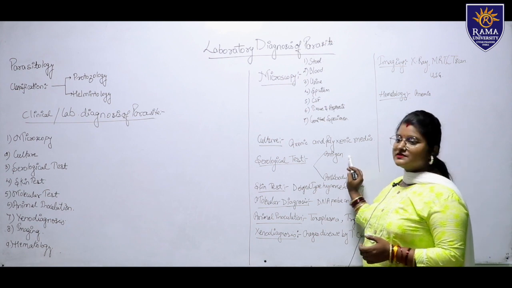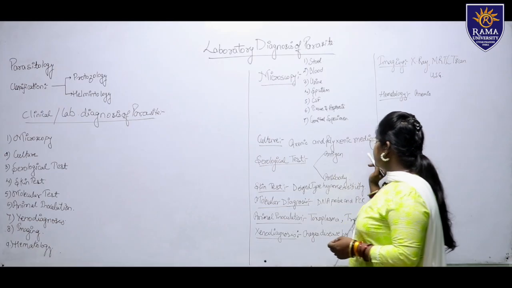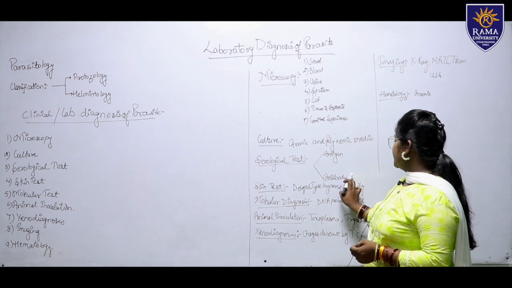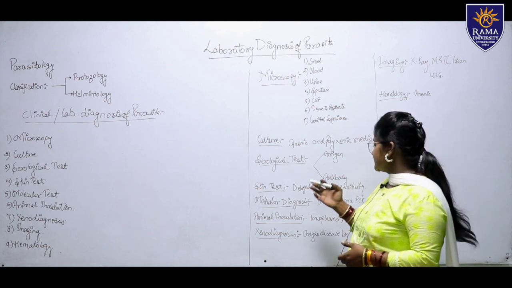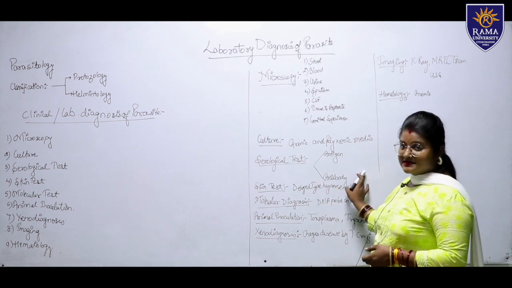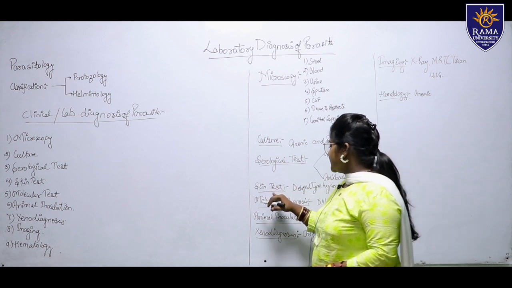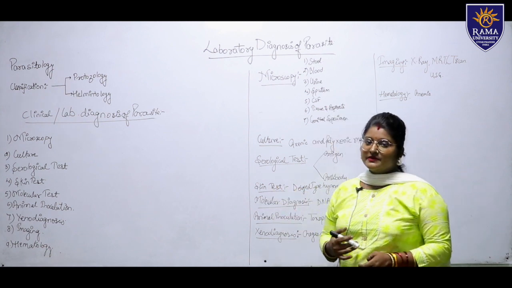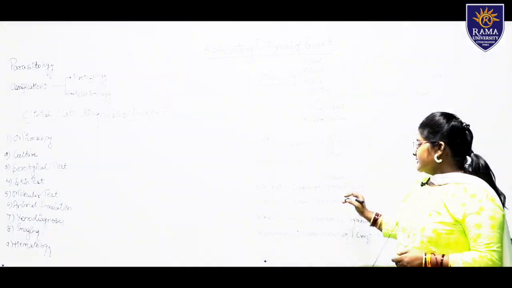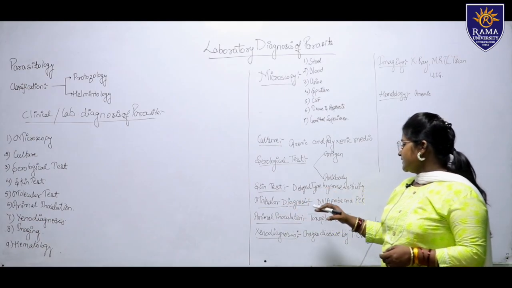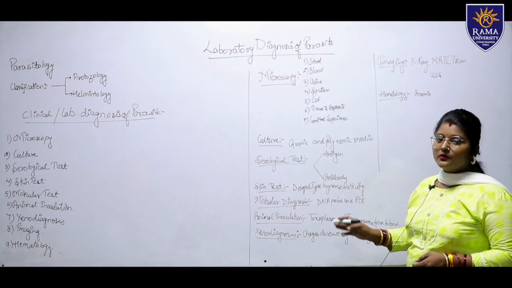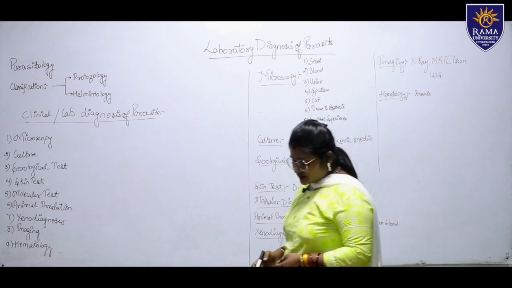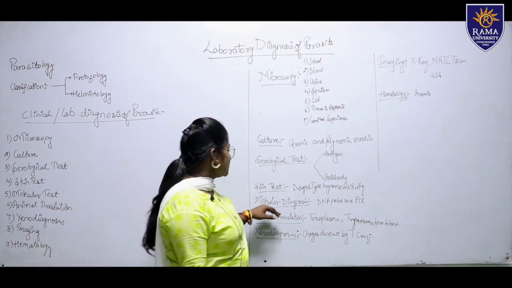For antigen we do many tests. For antibody we usually do the immunofluorescent test or ELISA basically. For skin test we use the delayed type hypersensitivity for many of the parasites. Now for molecular diagnosis we usually use DNA probe and polymerase chain reaction. So these basically depend upon molecular diagnosis.